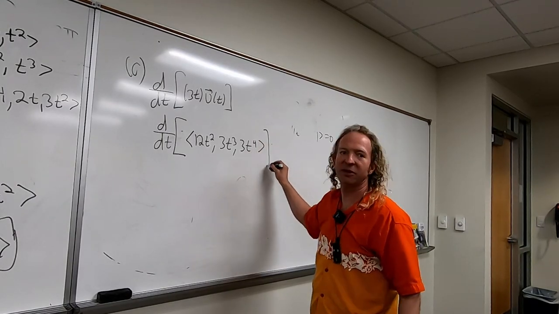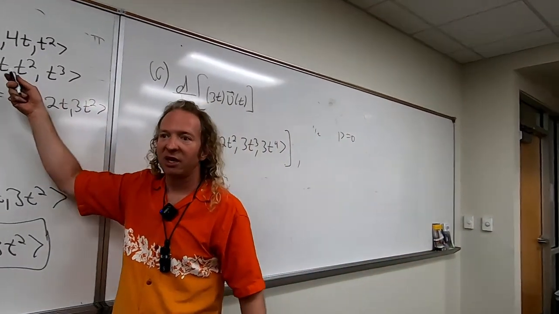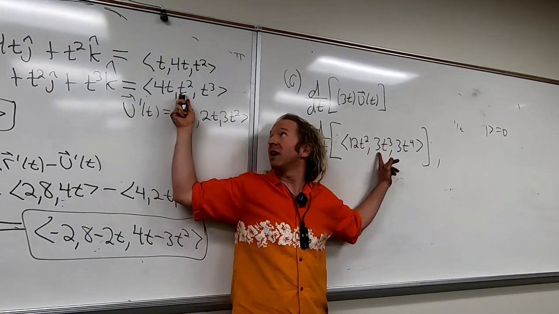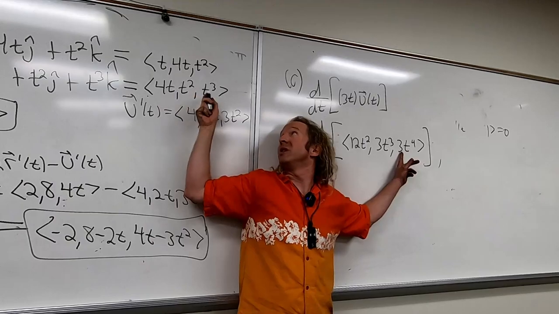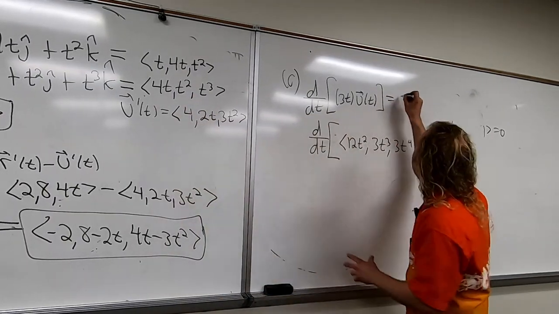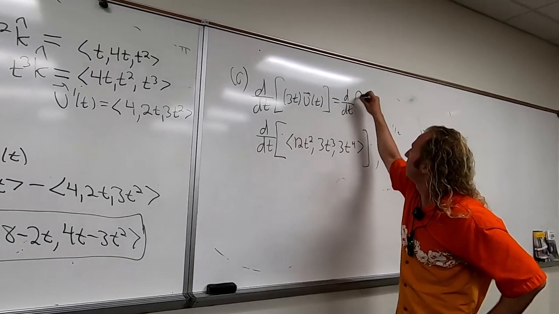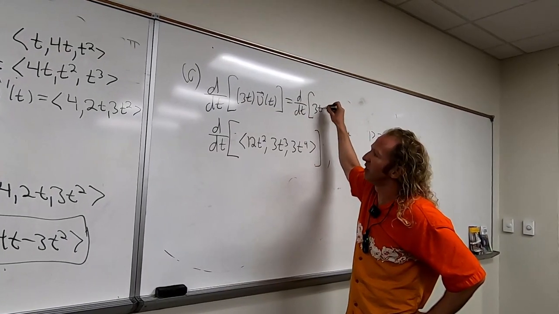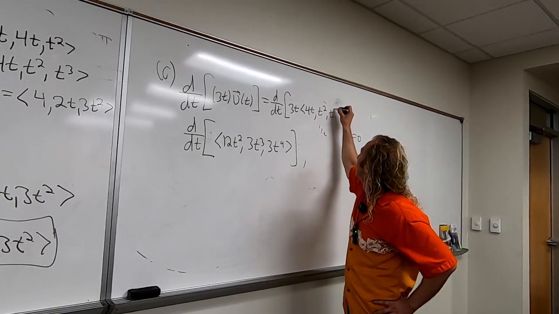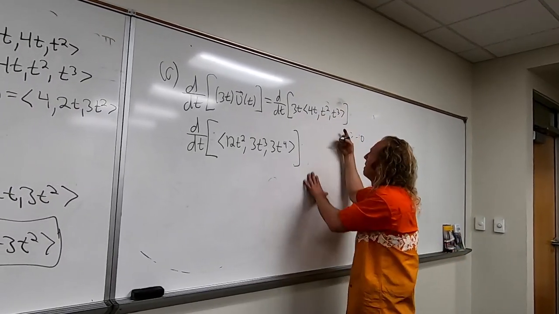Is that right? Everyone with me still? So multiplying this by 3t: 3t times 4t is 12t squared, 3t times t squared is 3t cubed, and 3t times t cubed is 3t to the fourth. I should have just shown the step. It would have been easier. Look, I'll show it up here. Now you can clearly see.